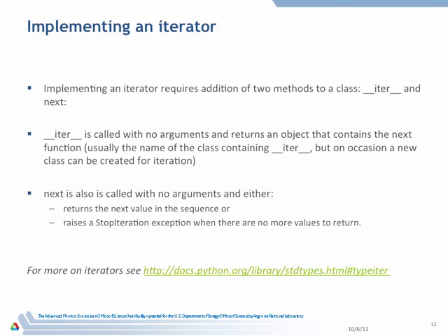Okay, in order to do that, we need two things. We need an element in our class called __iter__, and we need a routine called next. The next does not necessarily need to be in the same class, but usually it makes sense that it will be. So when iter is called, it's called with no arguments, and it returns an object that contains the next function. If the next function is in our class, then it just returns the name of the class. The name of the object, really.